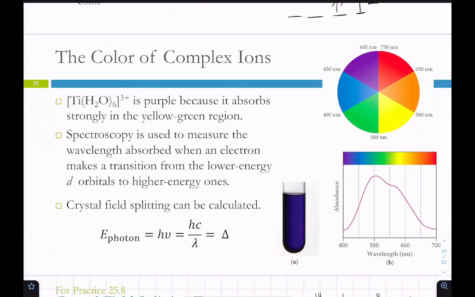So for a titanium, a hexaaqua titanium 3 complex, it's going to look purple because it's absorbing strongly in the yellow-green region. So you're going to be using this color wheel here. Because it's absorbing all of the complementary colored light to purple, it looks purple, because it's removing the complementary color, the other color on the opposite side of the wheel.